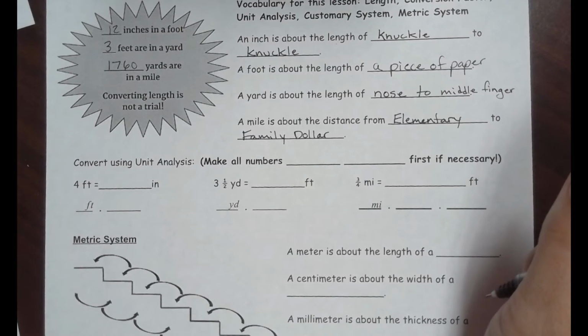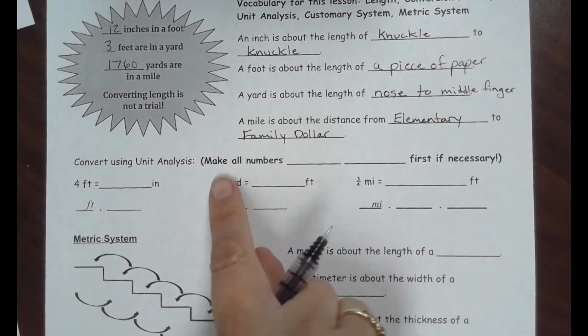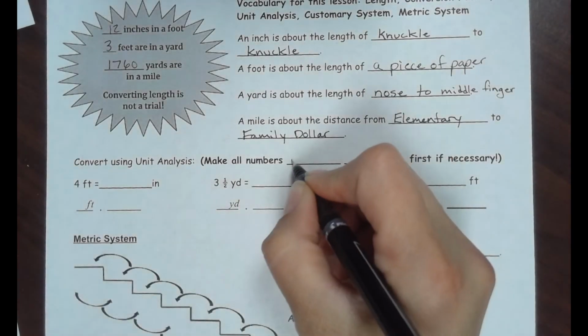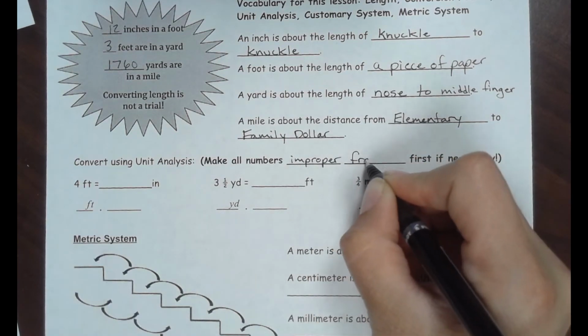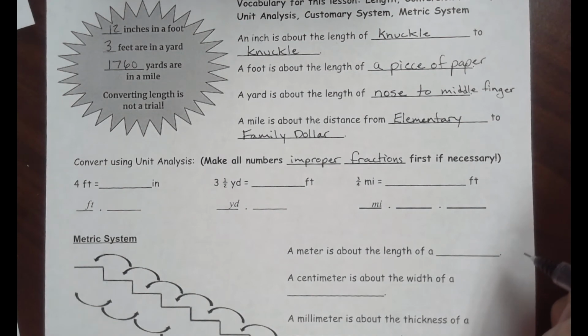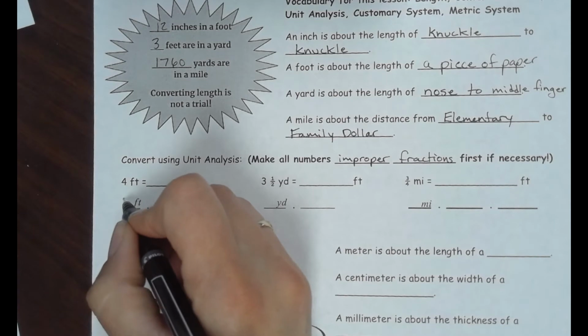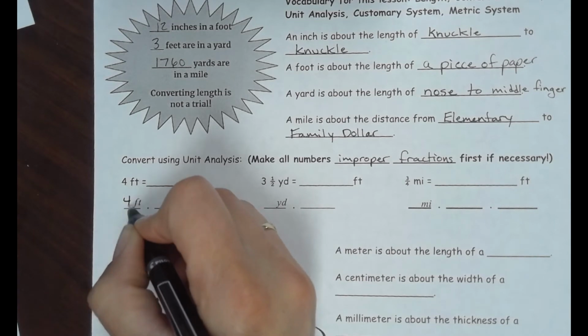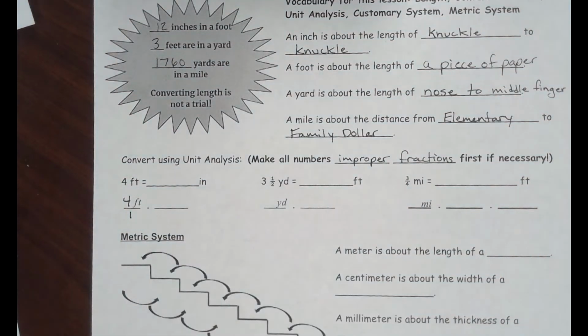Okay, converting units using unit analysis. Make all numbers improper fractions first, if necessary. If they're already fractions, it's easy, but if they're not, make it improper; it makes it easier to work with. Like this one, 4 feet over 1. See how I'm just turning that into an improper fraction.